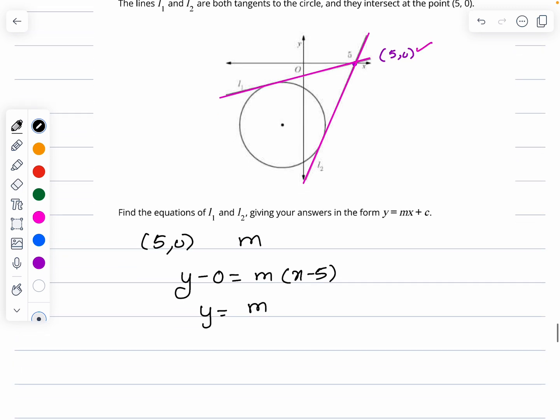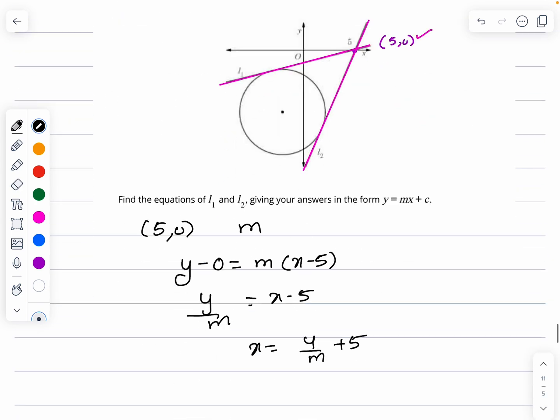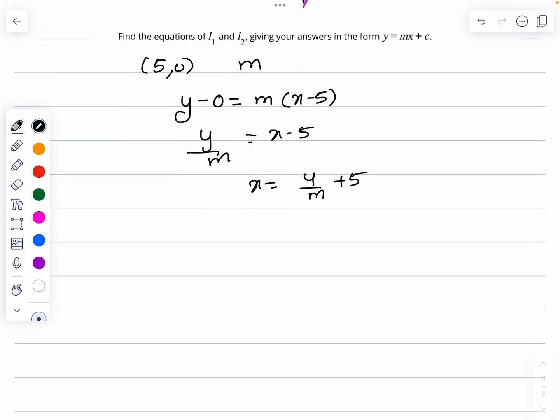So y equals m times (x minus 5). We need to find the value of y, so what am I going to do? I am going to make x the subject. So what does that become? y upon m equals x minus 5. So x equals y upon m plus 5. This is the value of x. What is the equation of the circle? The equation of the circle is x square plus y square plus 4x plus 12y equals negative 23.